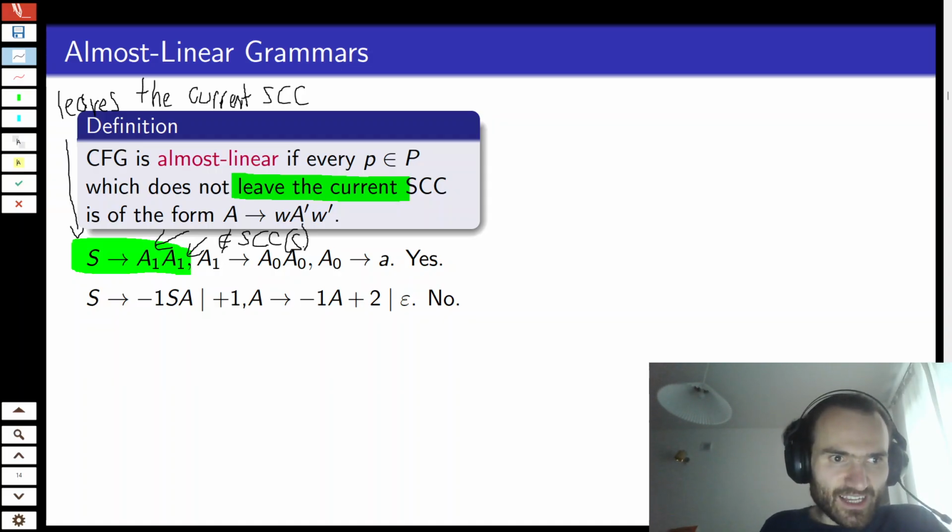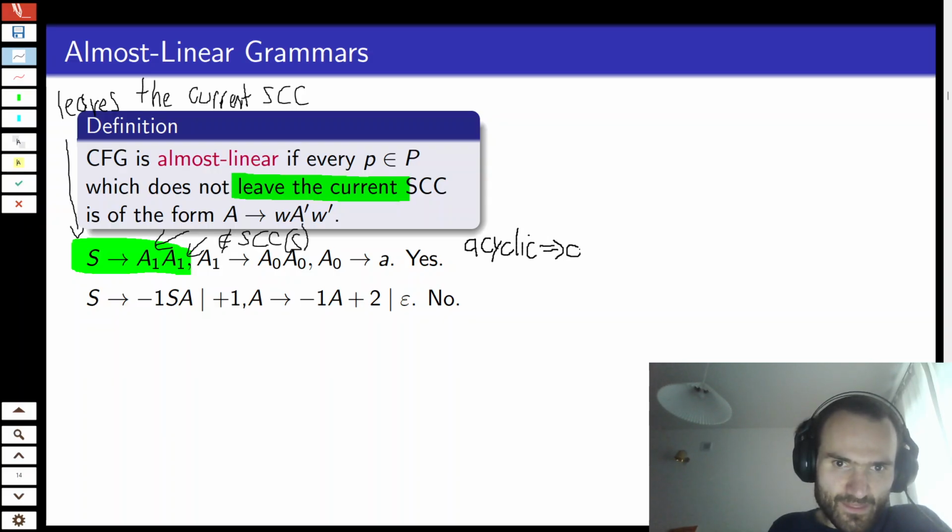And so in particular, because the above only states something for rules which do not leave the current SEC, what we have is that any acyclic grammar is almost linear. In particular, this first grammar is a positive example. But now you might have already looked ahead and seen the second example, and here I say this is a non-example. Why is that?